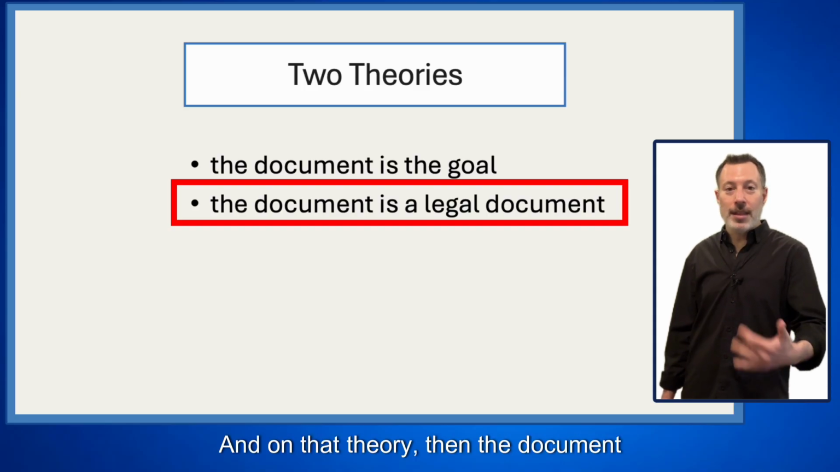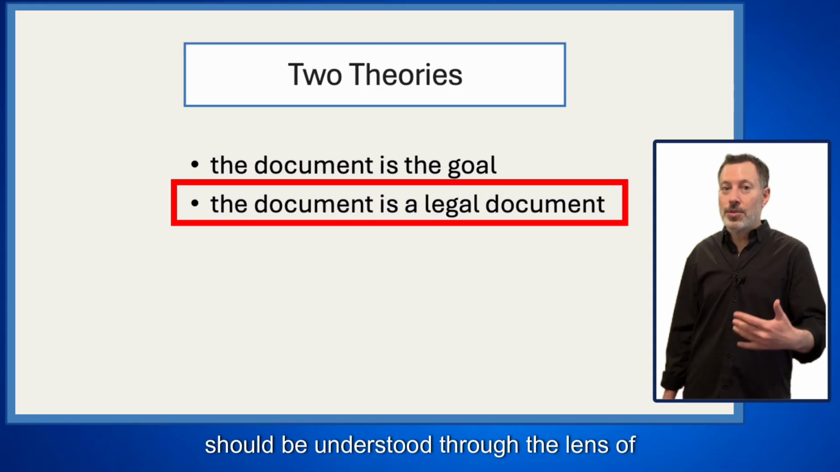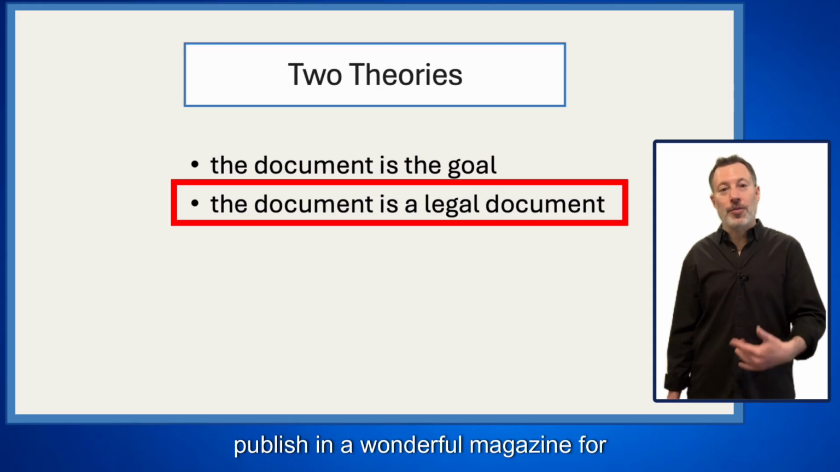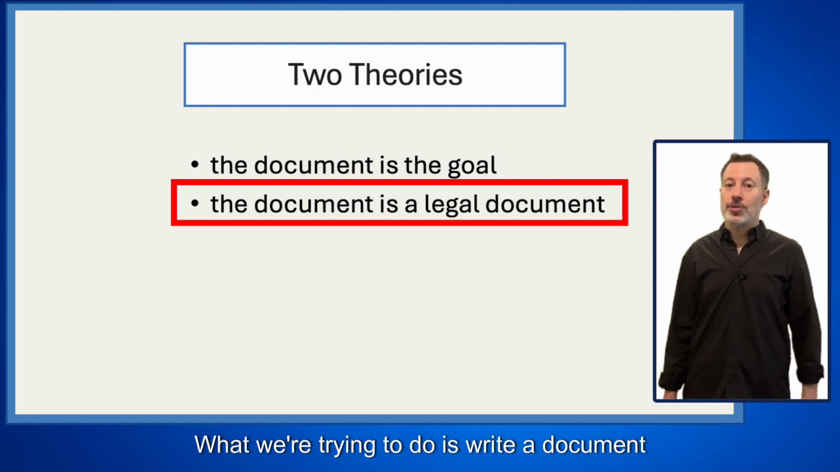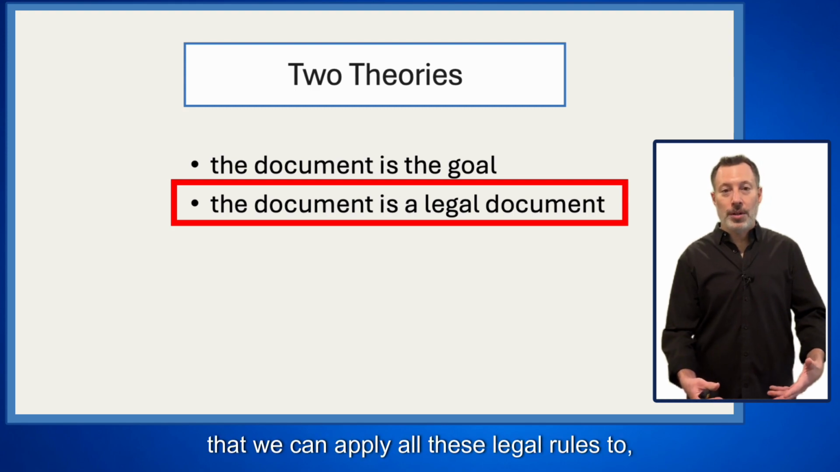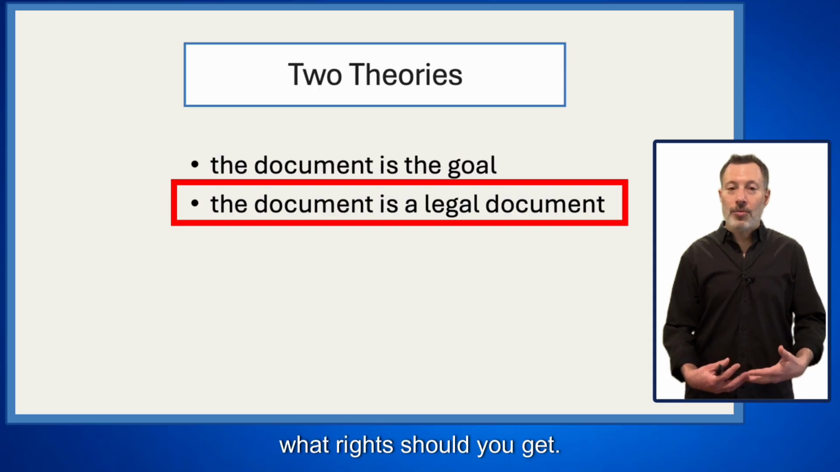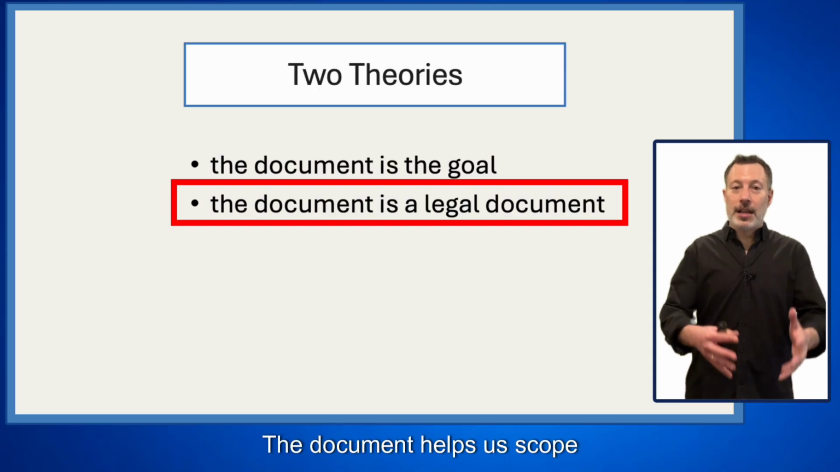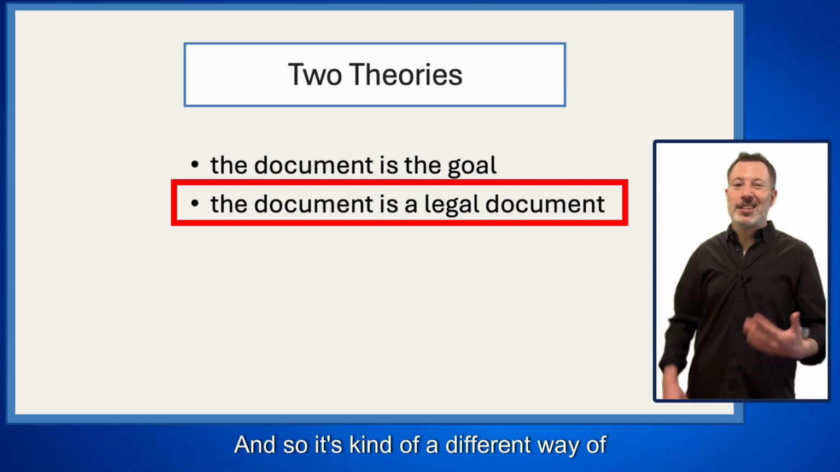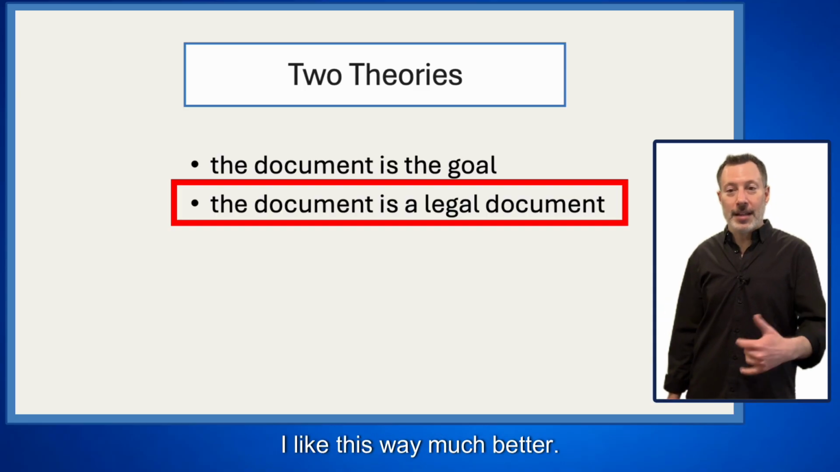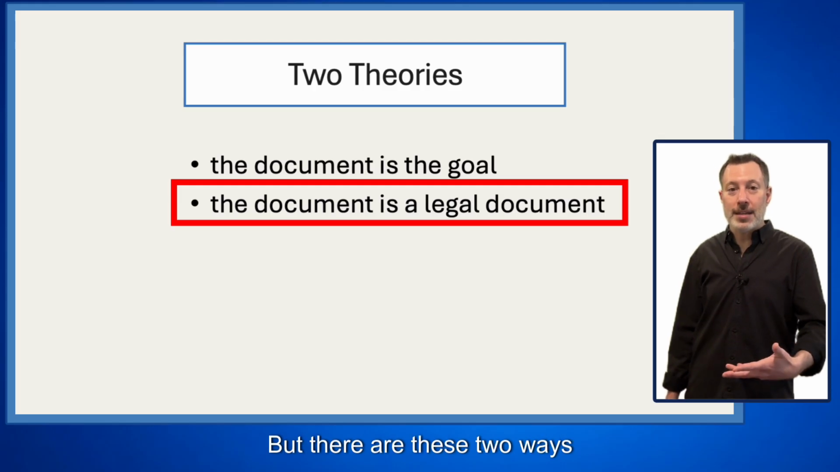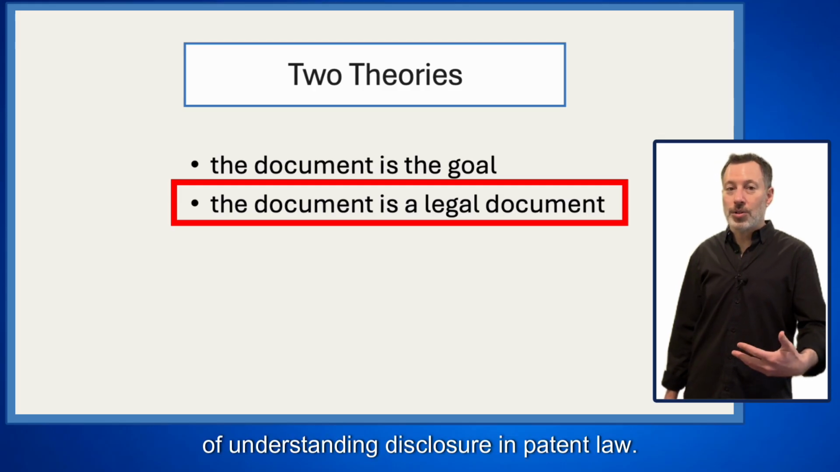On that theory, the document should be understood through the lens of the law. We're not trying to write something that we'd publish in a wonderful magazine for engineers. What we're trying to do is write a document that we can apply all these legal rules to, to figure out what rights you should get. The document helps us scope your patent claims. So it's a different way of thinking about it. I like this way much better. I think it's more true to the system. But there are these two ways of understanding disclosure in patent law.